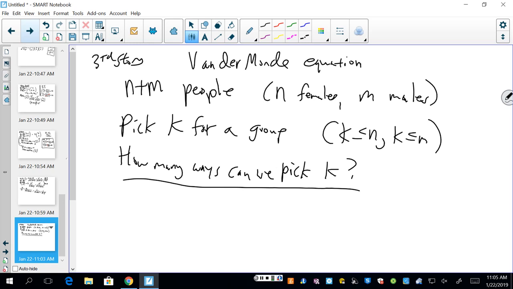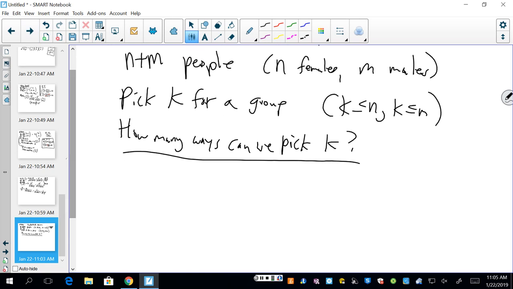Now, for the time being, ignoring that there are males and females, just how many ways can we pick K people from the total set? There are M plus N people, or N plus M. And we need to choose K, so there should be N plus M choose K ways to pick those people. That's the first part: N plus M choose K.